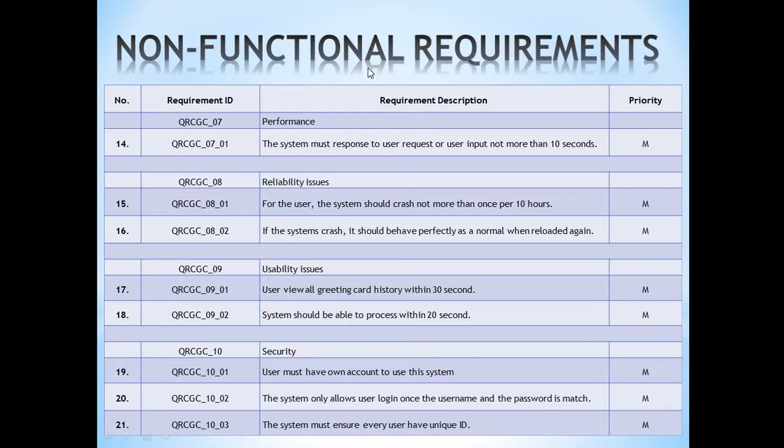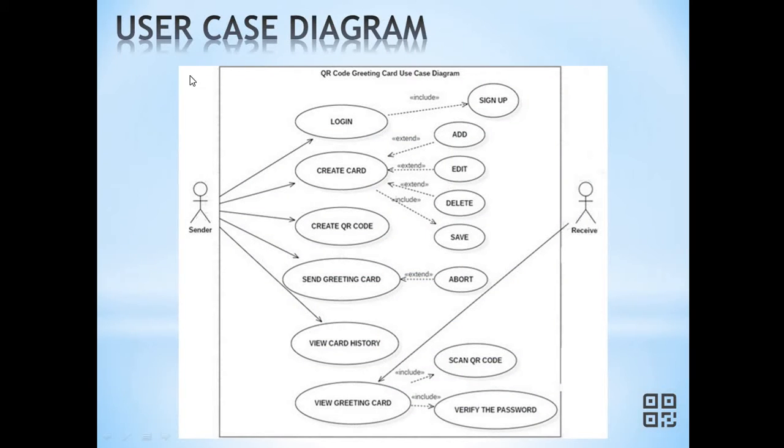For non-functional requirements, we have four: performance, reliability issue, usability issue, and also security issue. For this use case diagram for the QR code greeting card, we have two actors actually, which are sender and receiver.